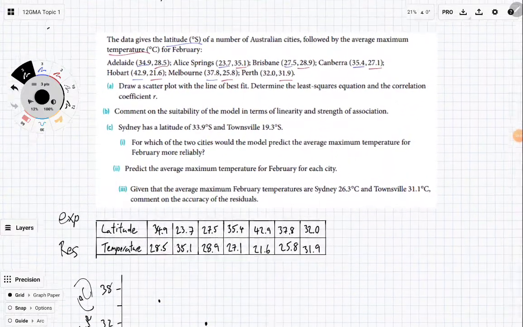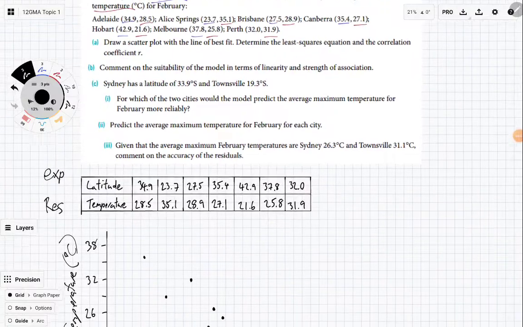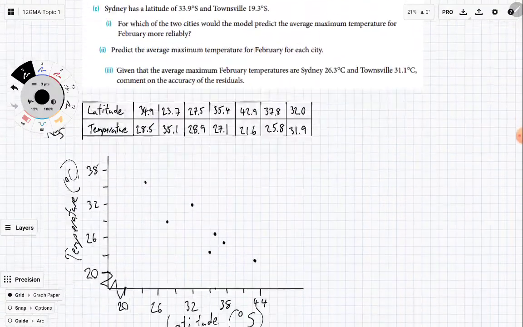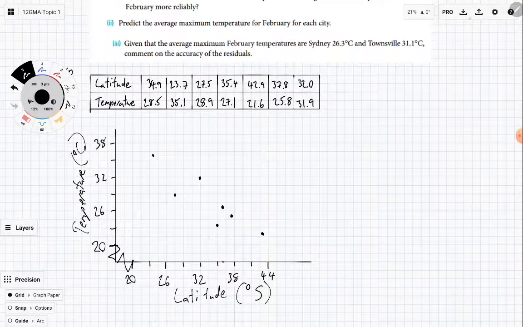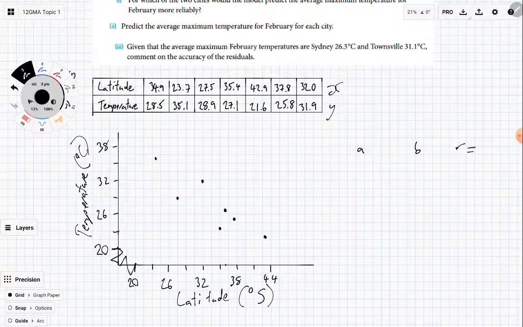Oh, sorry, and I've got to determine the least squares equation and the correlation coefficient. So the next thing I want to do is to get my line of best fit. And I'm going to use my calculator to do all of this. So I'm just going to type, this is my X, this is my Y, and I'm going to work out A, B, and R from my calculator, and then I'm going to go on from there.